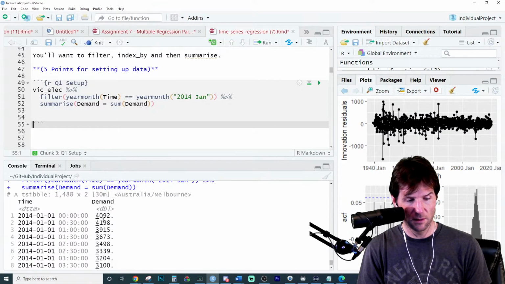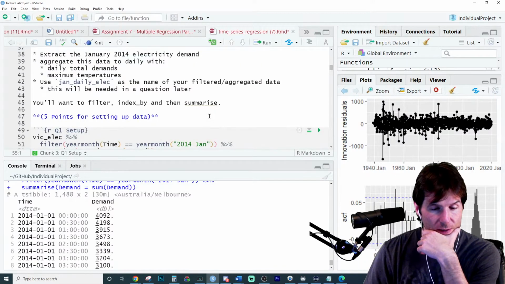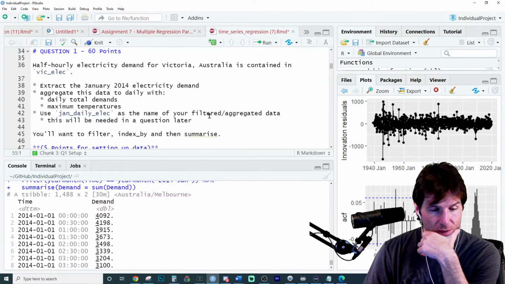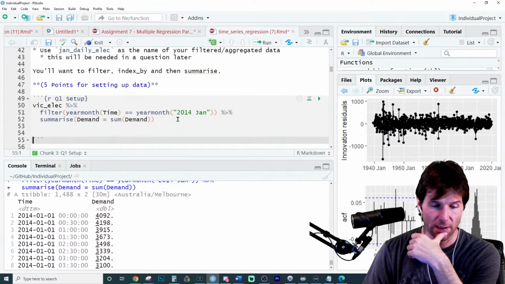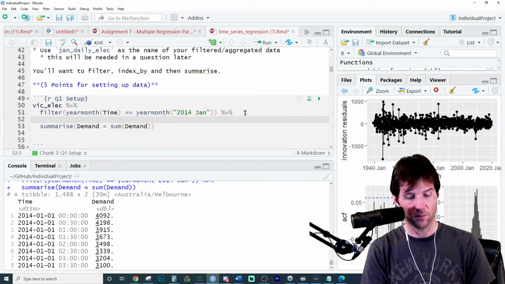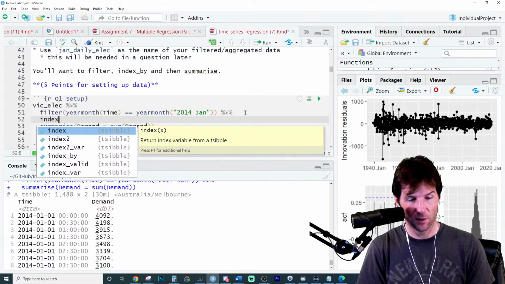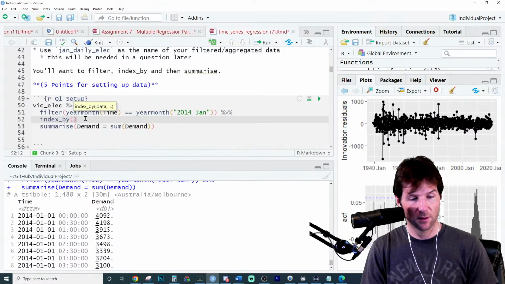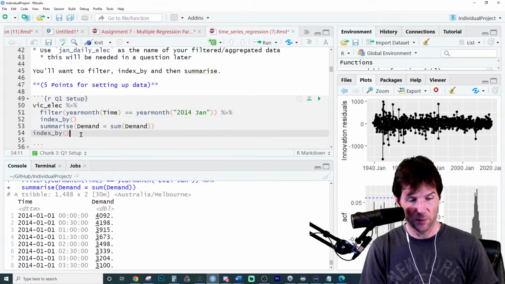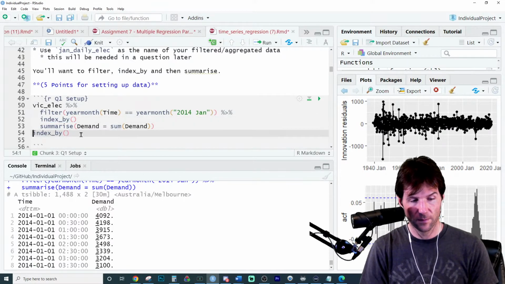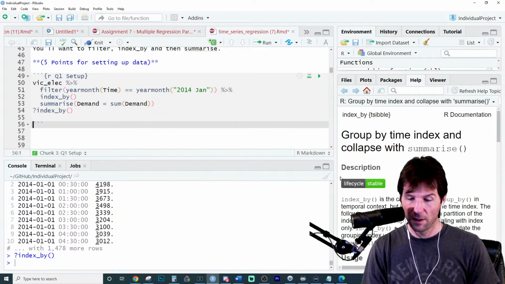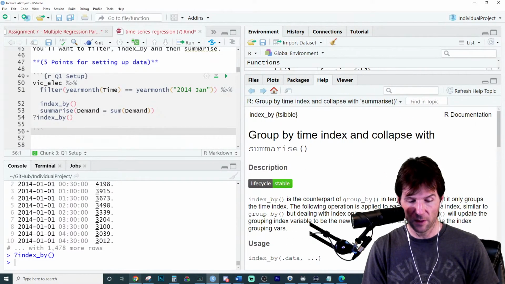We need to re-index it, right? Need to re-index it. Let me double check. You want to filter, index, and then summarize. Index by, yeah. So we need to filter, index, and then summarize. So index by. This one is one I always get wrong. Index by. Because now we need to index by this. Index by. I might even look in the book real quick.